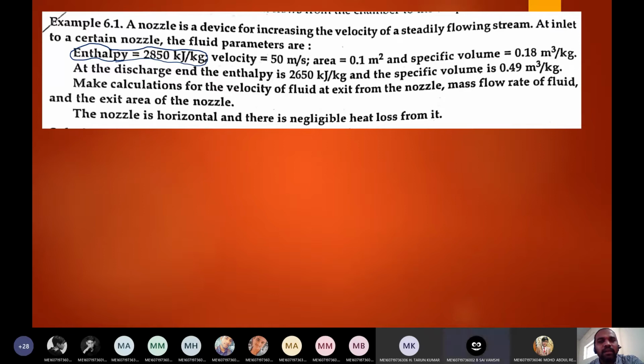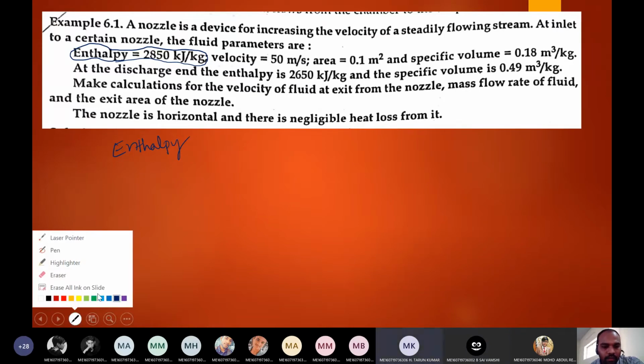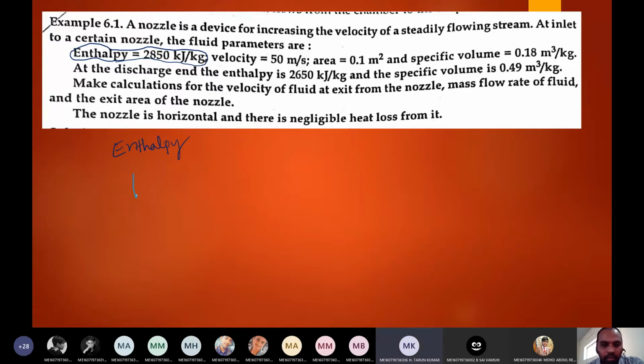Is this specific enthalpy or normal enthalpy? Small h. Sorry, capital H1. Specific enthalpy, sir, because we are dividing by mass. Generally enthalpy will be in kilojoules, but here it is in kilojoules per kg. Therefore, it is specific enthalpy. Enthalpy is in kilojoules. Specific enthalpy is in kilojoules per kg. Means H1 is given.